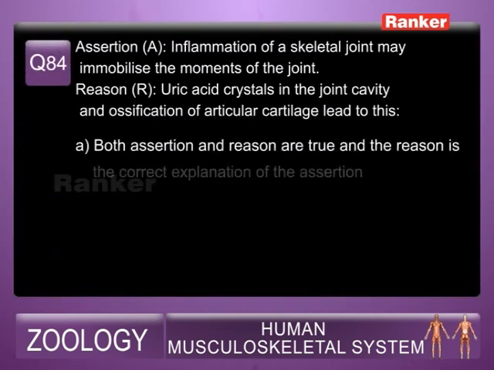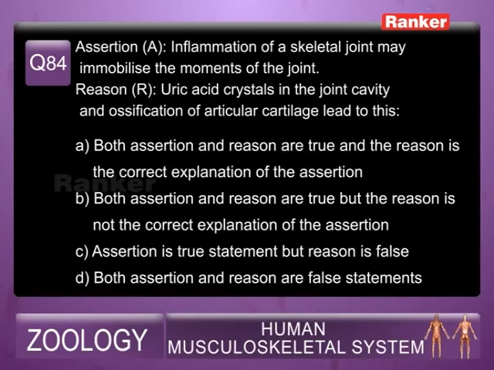Now the 84th question. Assertion: inflammation of a skeletal joint may immobilize the movements of the joint. Reason: uric acid crystals in the joint cavity and ossification of articular cartilage may lead to this. A. Both assertion and reason are true, and reason is the correct explanation of assertion. B. Both are true, but the reason is not the correct explanation. C. Assertion is true, but reason is wrong. D. Both assertion and reason are wrong.